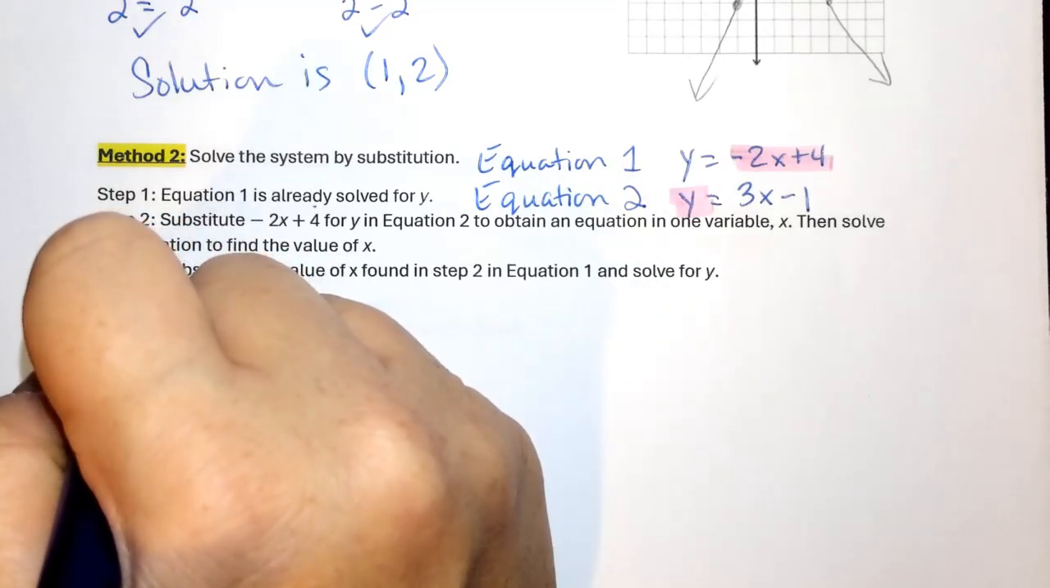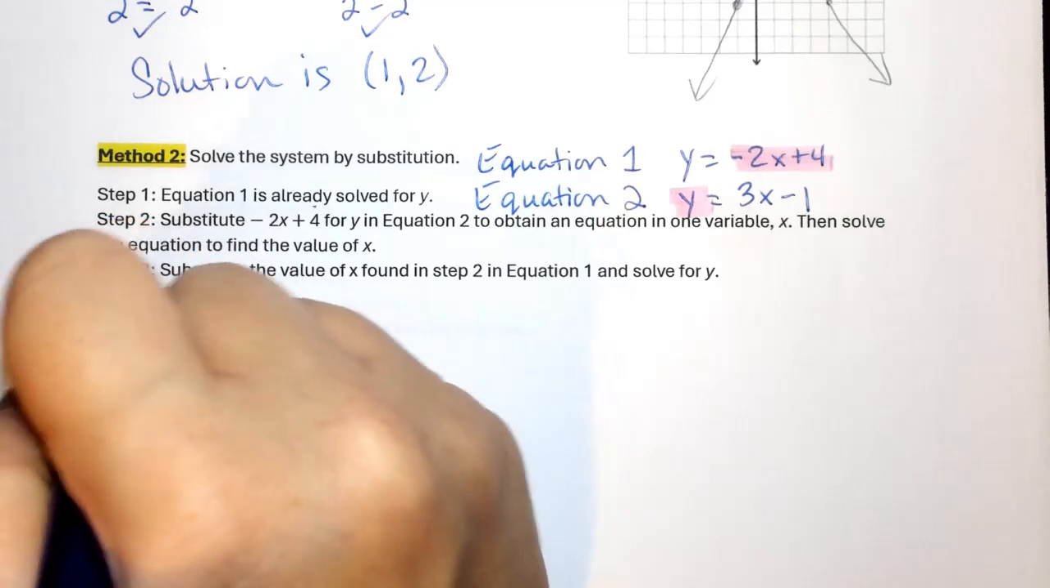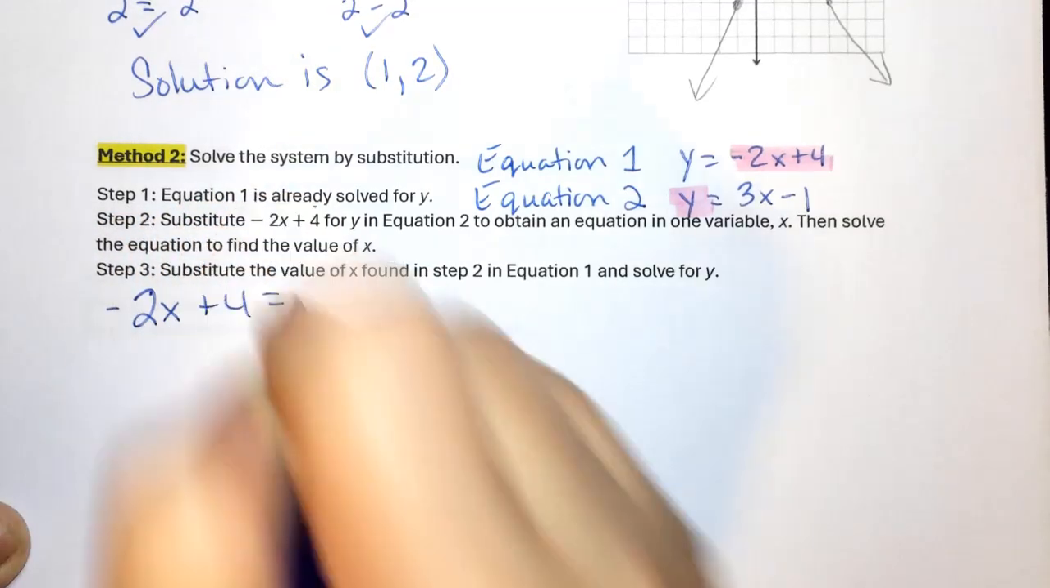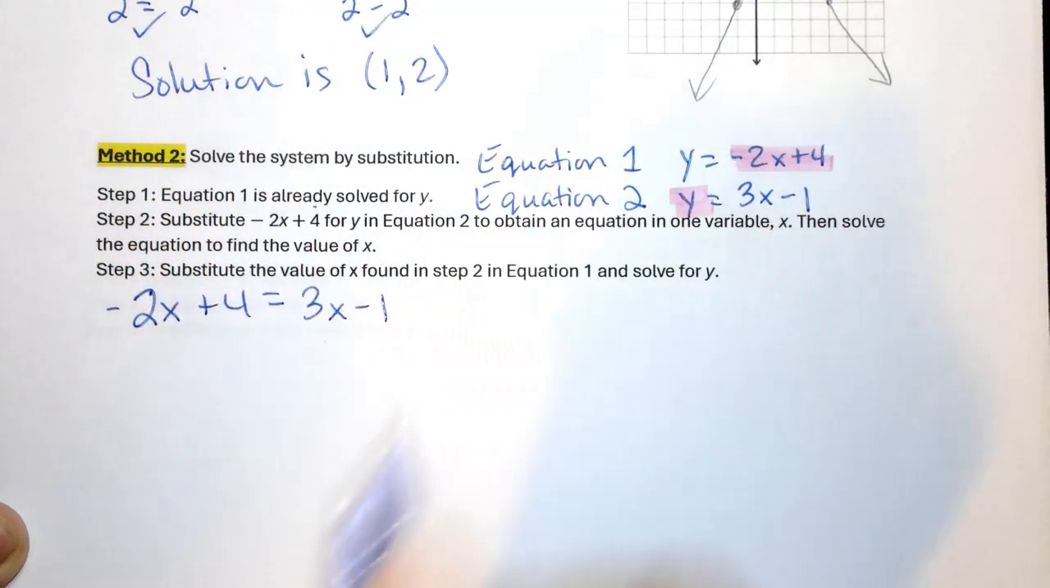I guess I kind of did it backward. No, I didn't. Okay, so we're going to say negative 2x plus 4 equals 3x minus 1, and then we're just going to solve for x. You guys should be able to do this part, so if you want to pause and work it out, come back when you're done.